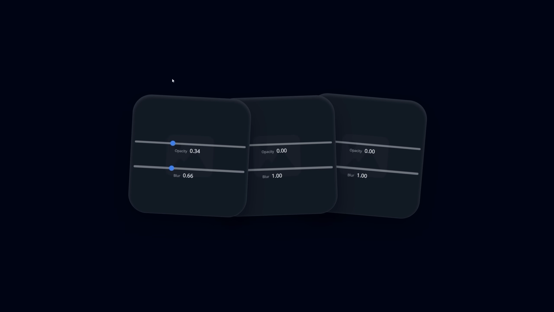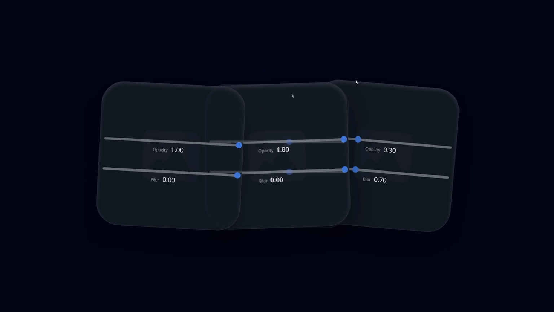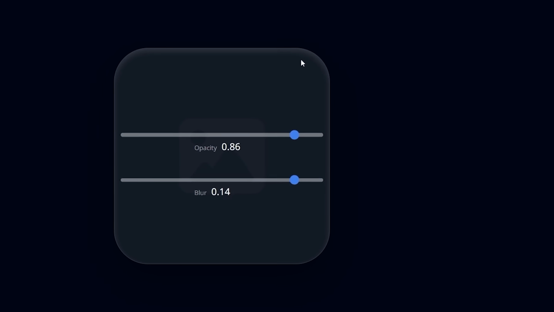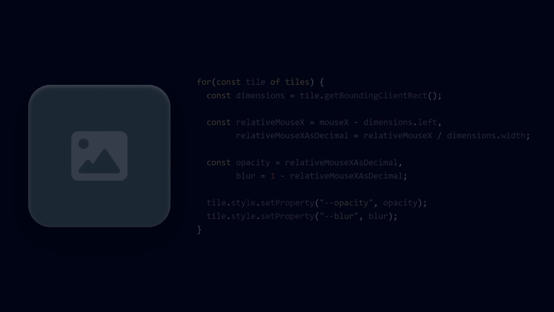Here's what I'm thinking. You know how we use that little magic slider trick to convert the mouse's horizontal movement into the rotation of our wand? What if we could try doing the same thing on each of our tiles? But instead of rotation, it would be the opacity and blurriness. What would we need to make that work? We'd need to know the size of each tile and the tile's horizontal position on the screen.